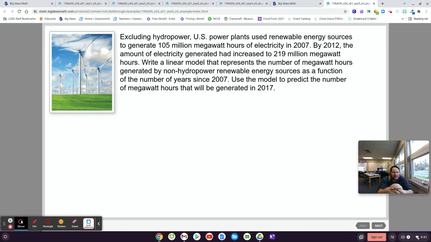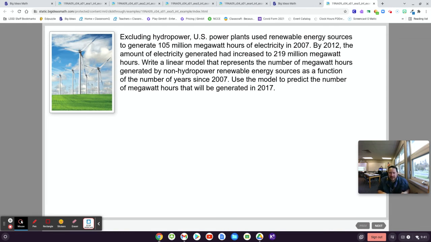So here we go. We have windmills. Excluding hydropower, U.S. power plants used renewable energy sources to generate 105 million megawatt hours in 2007. By 2012, that increased to 219 million megawatt hours. Write a linear model that represents the number of megawatt hours generated by non-hydropower renewable energy sources as a function of the number of years since 2007.